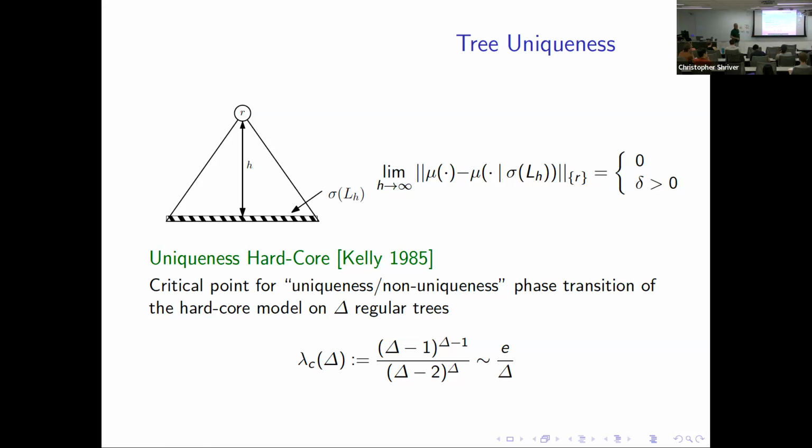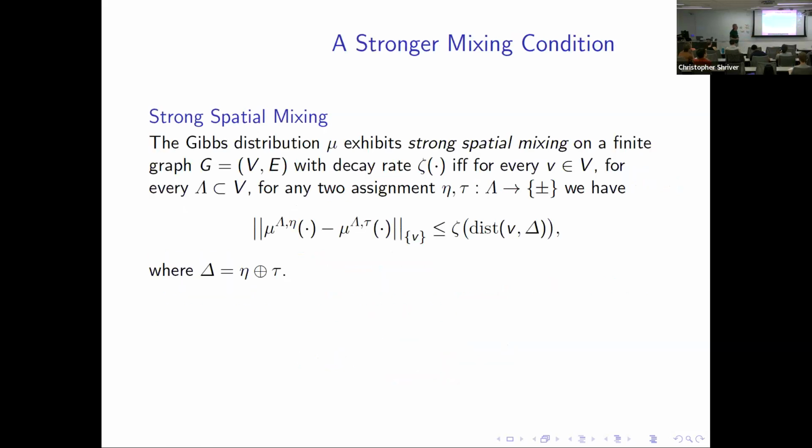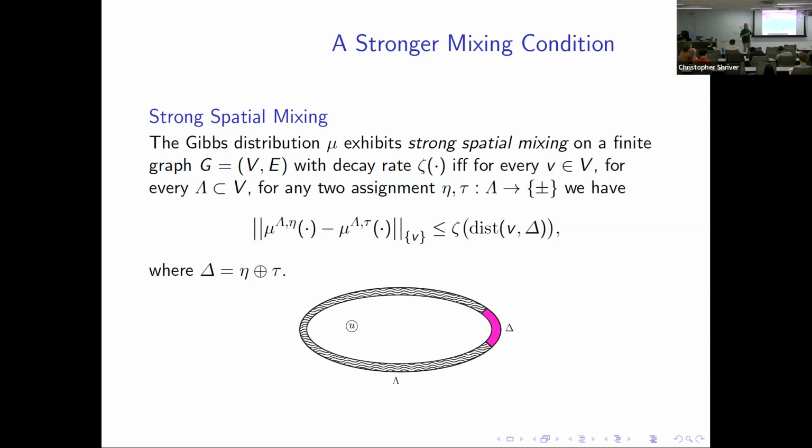right? But for our algorithm, we need something stronger than that, actually. We need strong spatial mixing, right? So what is strong spatial mixing with rate Z? So we have a similar setting as before, right? So we have vertex V, a set lambda around it, right? We put two configurations, eta and tau, at lambda, right? And then we're going to compare the marginals at V that are induced by these two configurations at lambda, right?